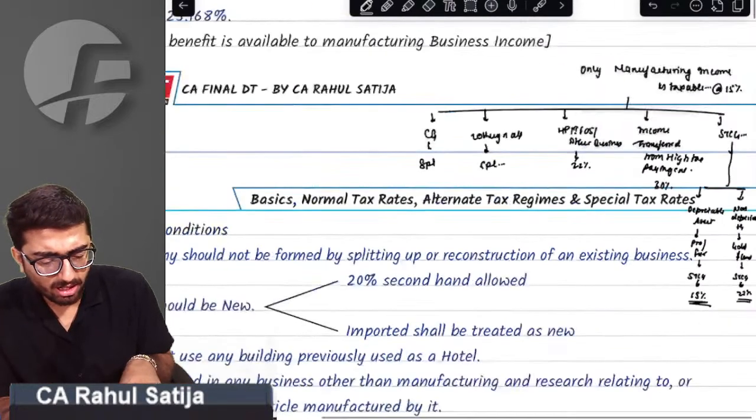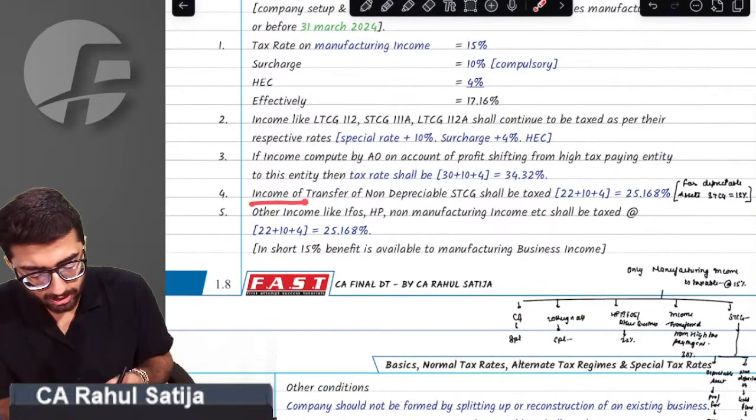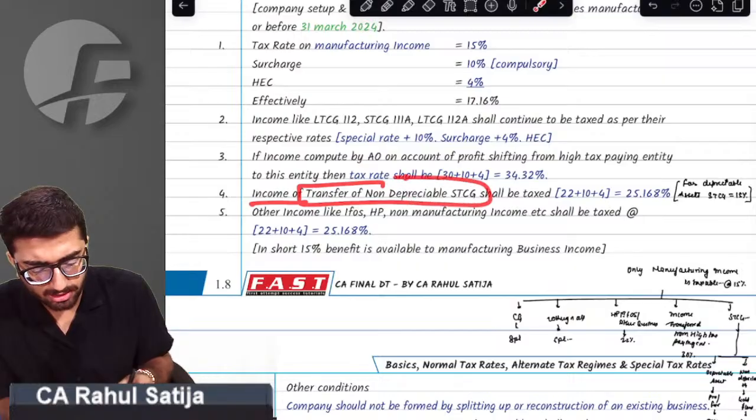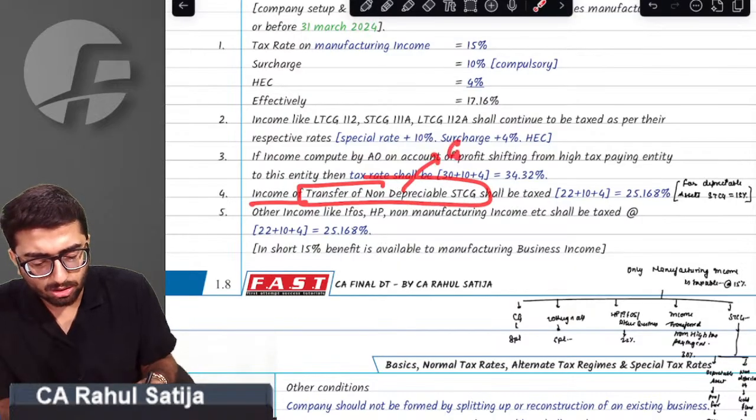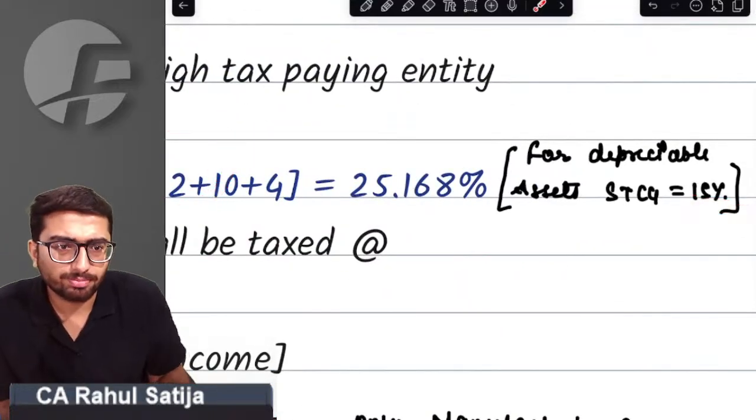Students really face difficulty in understanding this provision. I have written it down in the book itself. Income from transfer of a non-depreciable asset, like gold, which is not a depreciable asset, shall be taxed at 22%. That means a depreciable asset will be taxable at 15% only.